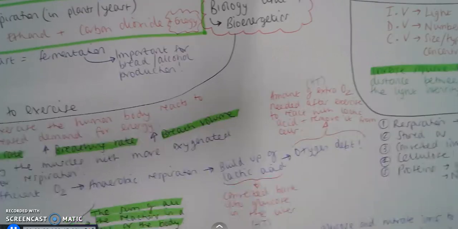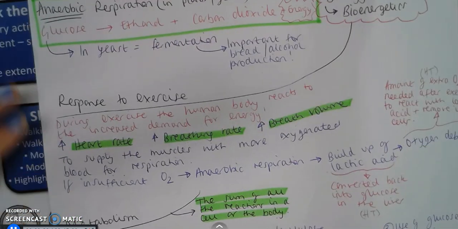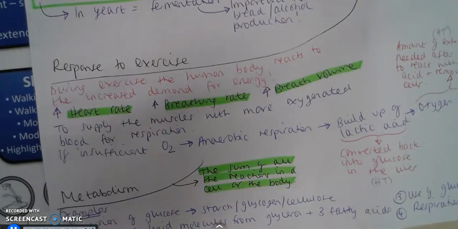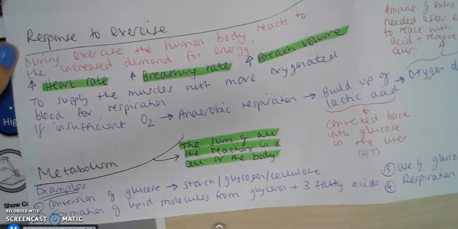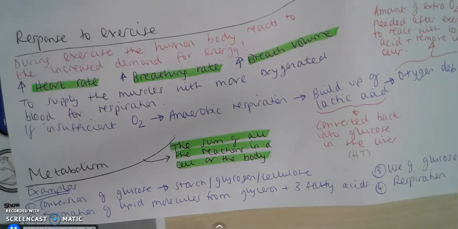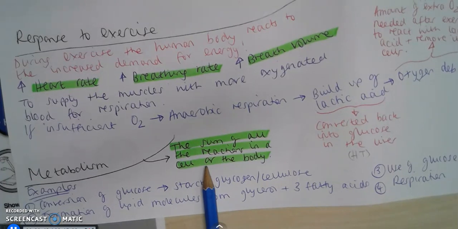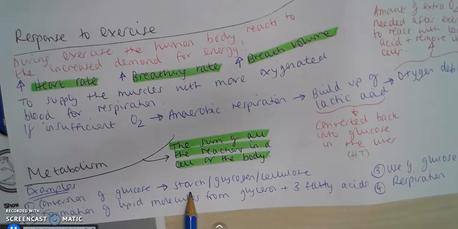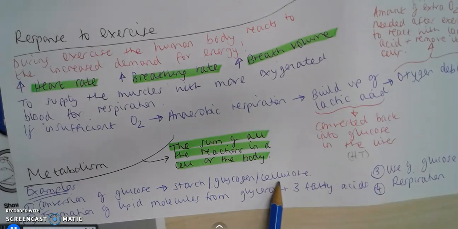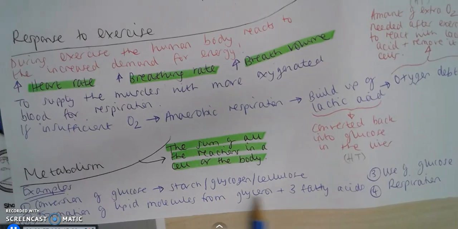Okay, the final section then for this bioenergetics topic, looking at metabolism. So just a brief overview really for this one here. What metabolism is talking about is it's the sum of all the reactions in a cell or the body. So some good examples of things that are involved in metabolism are the conversion of glucose to starch, glycogen or cellulose. So these are some bigger carbohydrate molecules that glucose sugars get turned into.